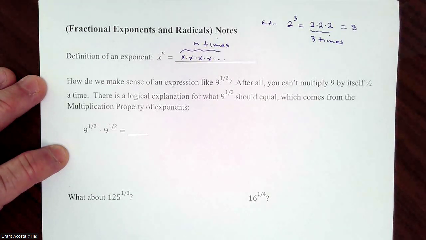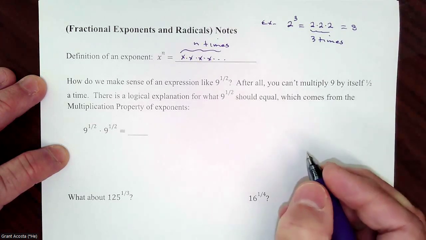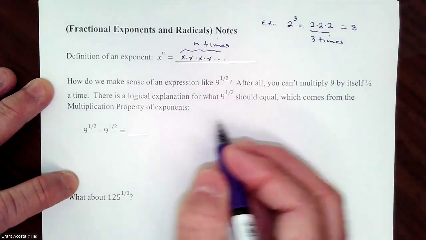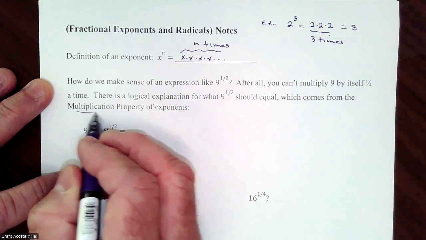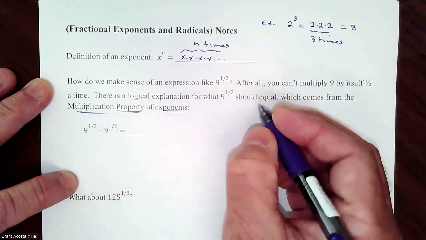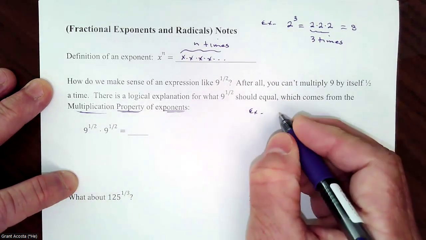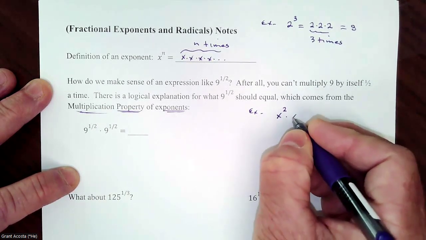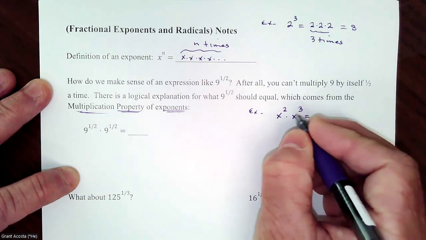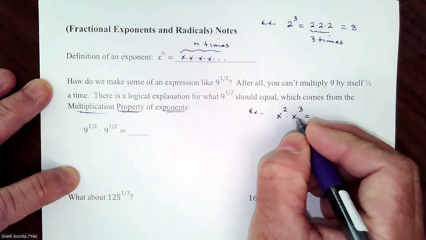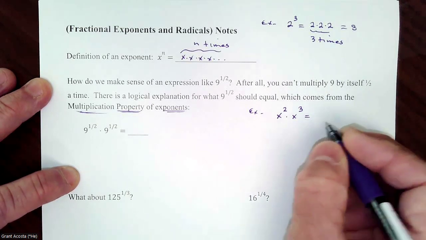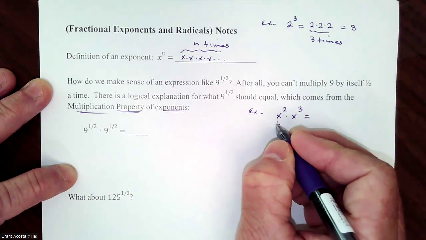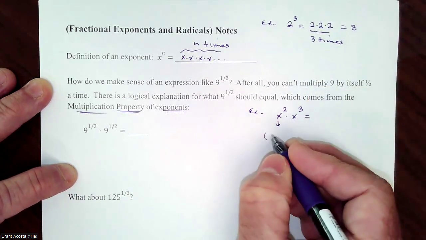So how can we make some sense of what it means to raise 9 to the 1/2 power and what it should equal? To come up with an answer, we're going to use the multiplication property of exponents. Say, for example, you have x squared times x to the third. What do we do with the exponents when we're multiplying? Again, they have to have the same base. You may or may not know what to do with that, but it's easy to explain if we use our definition of an exponent.